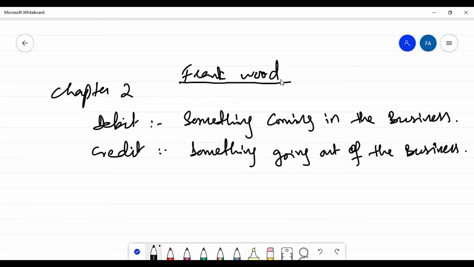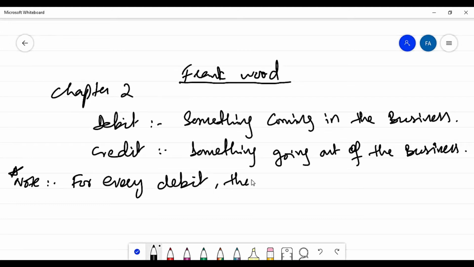Now, after this, I'll be writing a note. You need to write it down in your journal, and I hope you are copying down everything written so far. The note is that for every debit, there is an equal and opposite credit.